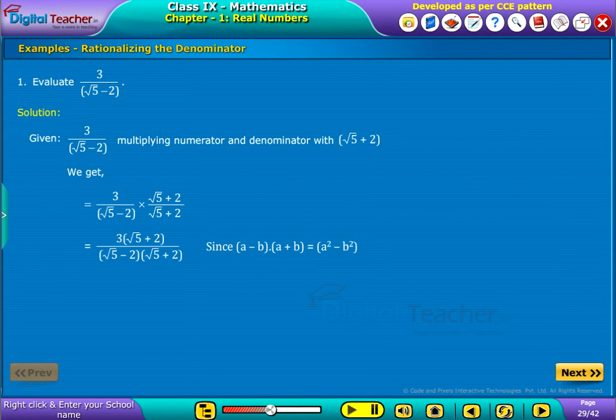Since here the denominator is in the form of a minus b into a plus b, we can write it as a square minus b square. Thus, it is expressed as 3 root 5 plus 6 by root 5 square minus 2 square. By further solving, we get 3 root 5 plus 6.